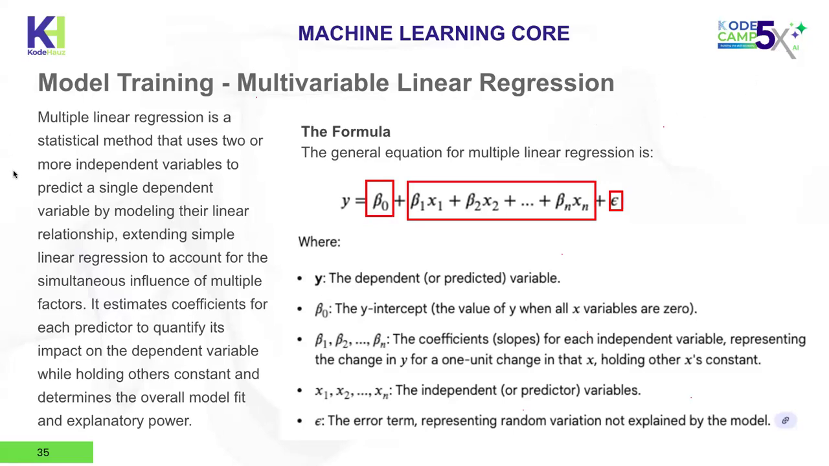That would be the value of Y. And then you have the beta 1, beta 2 to beta n, which you could also call M1, M2, Mn, if we go by the other notation. Those are the coefficients or slopes of each independent variable. That represents the change in Y for one unit change in X, right? Then, of course, the X1, X2 to Xn, which forms the actual independent variables. So those are the elements that will make up a multivariable linear regression.